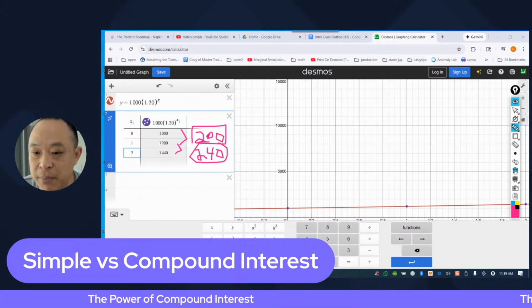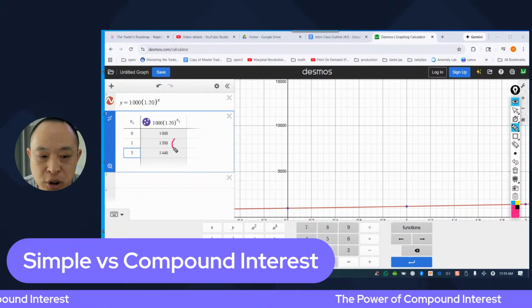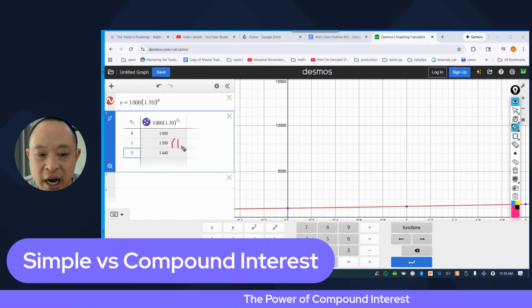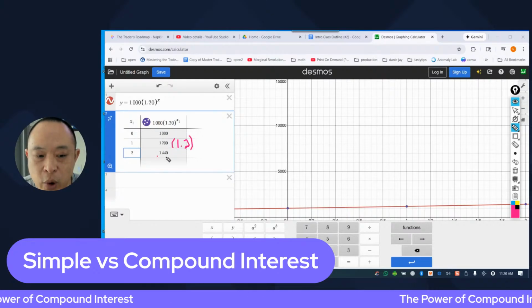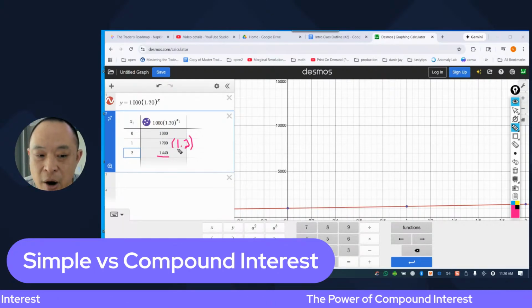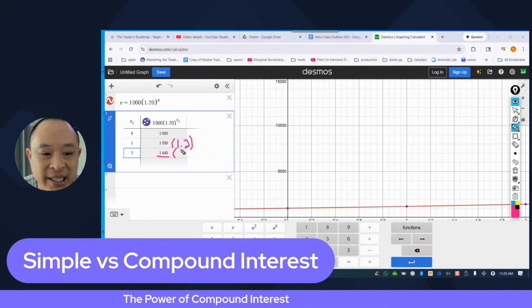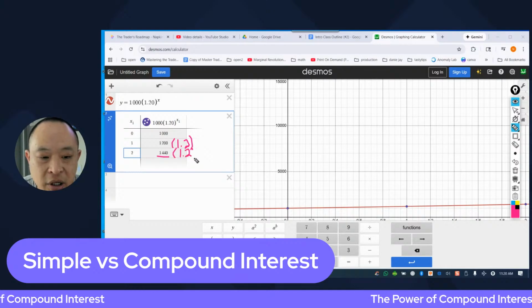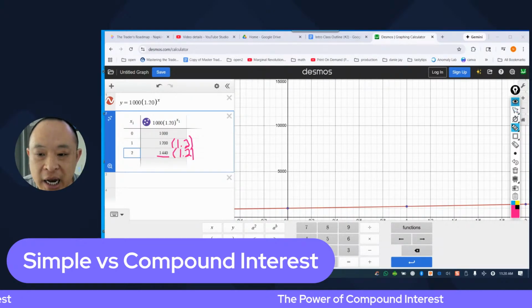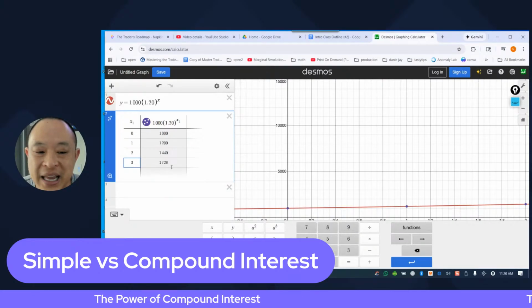Where did I get this number from? A lot of people wonder, well, what did I do? All I did was I multiplied 1,200 times 1.20, right? 1,200 times 1.2 is 1,440. Now, because I'm compounding my interest, I'm going to multiply this by 1.2. Take out your calculator. What's 1,440 times 1.2? It gives you 1,728.